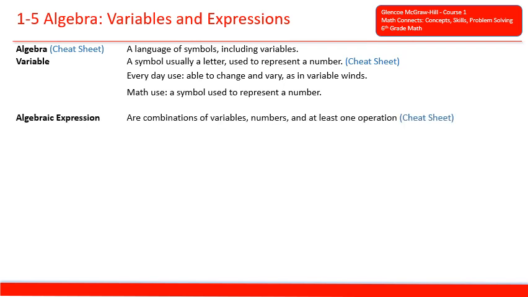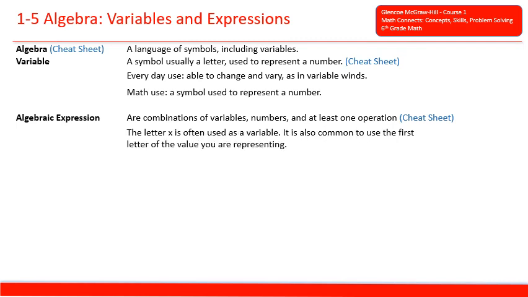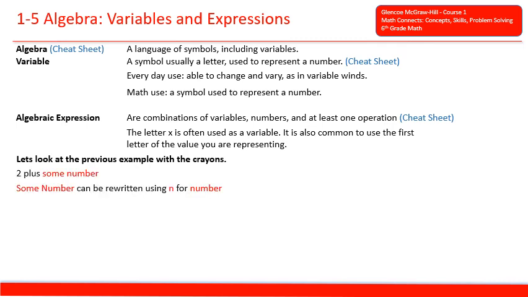Algebraic expressions are combinations of variables, numbers, and at least one operation. The letter x is often used as a variable. It is also common to use the first letter of the value you are representing. Let's look at the previous example with crayons. 2 plus some number. Some number can be written using n for number. 2 plus n. They told us some number was 14, so n equals 14. 2 plus 14 equals 16.